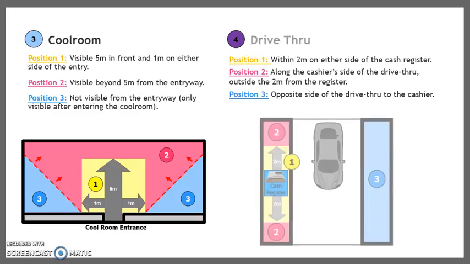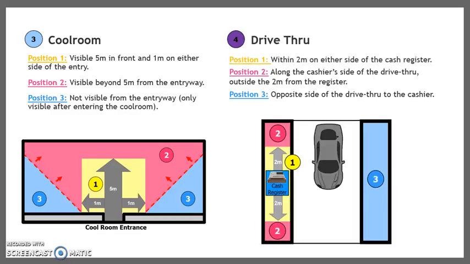Finally, for the drive-through, position 1 is closest to the cashier, being 2 meters on either side of the register area. Position 2 includes all items that are outside this 2 meter radius but are still displayed on the cashier's side of the drive-through. Lastly, position 3 includes all items that are on the opposite side of the drive-through.